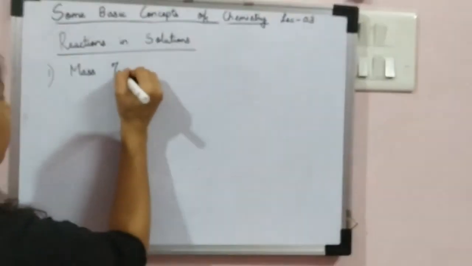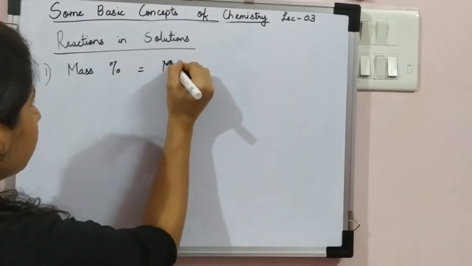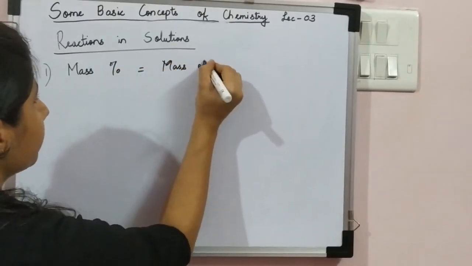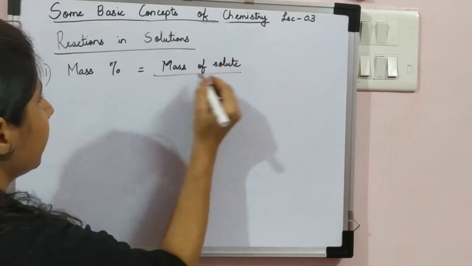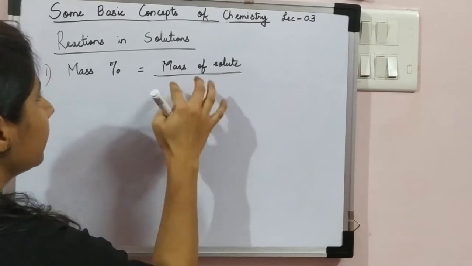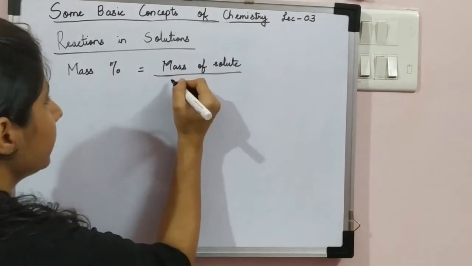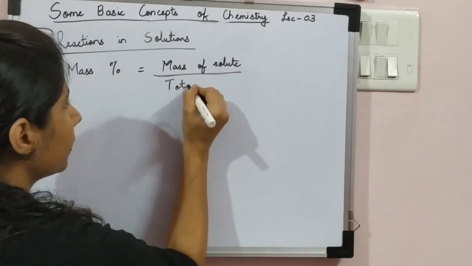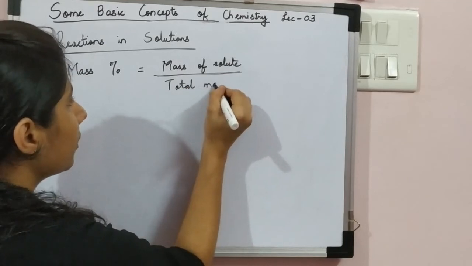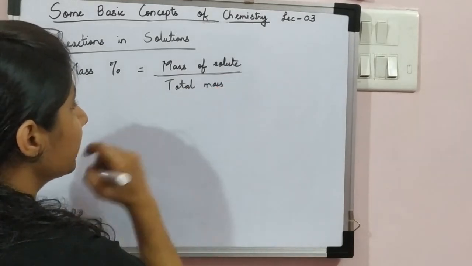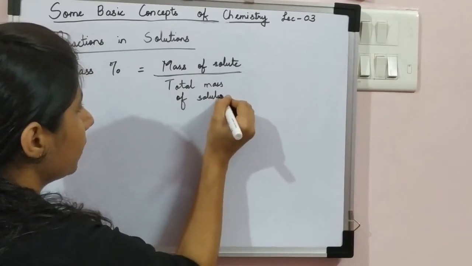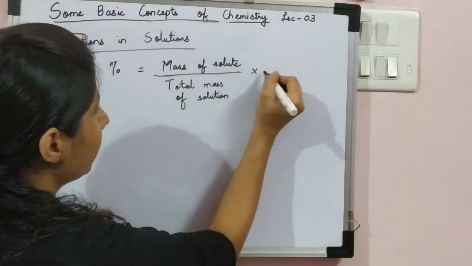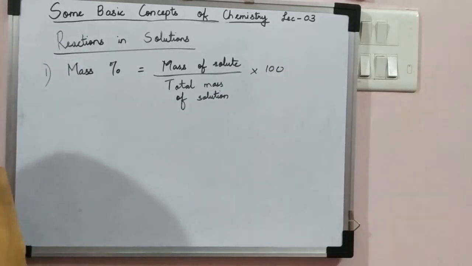So what is mass percentage? It is the mass of the solute upon the total mass of the solution. See, there are different ways in which the denominator could be used. Now here it is the total mass of the solution. So be very careful about how the formula is formulated. So total mass of the solution, into 100. If I have to calculate anything in terms of percentage, I have to calculate in terms of 100.